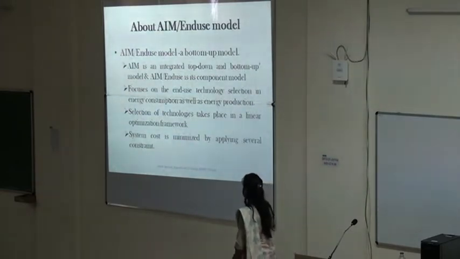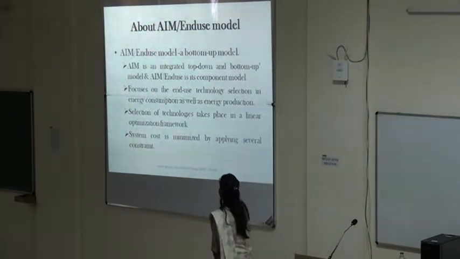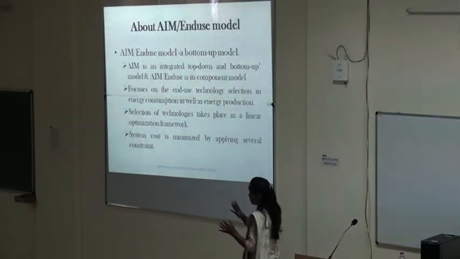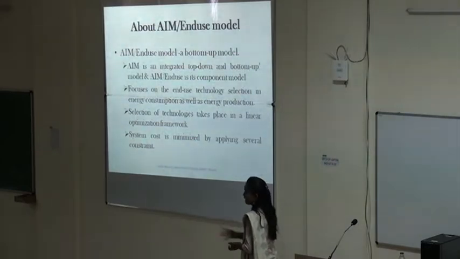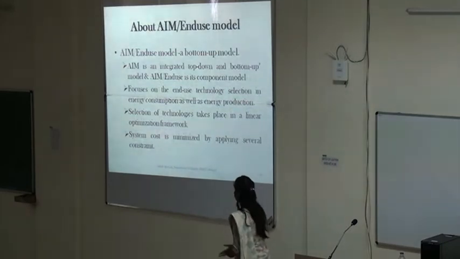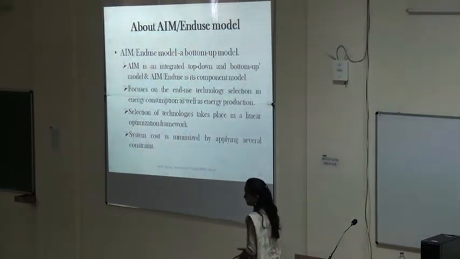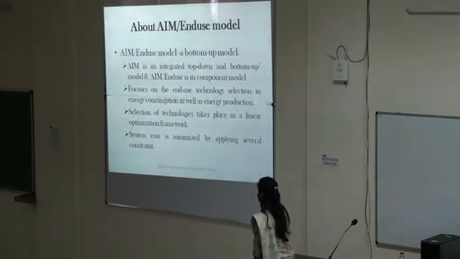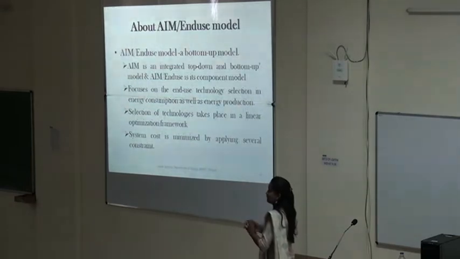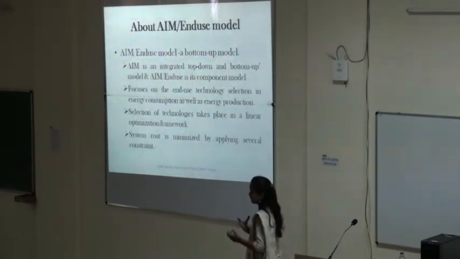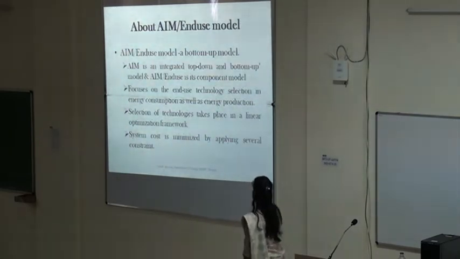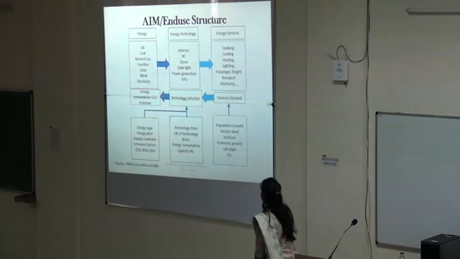Okay, I'm moving to the AIM model, which is a bottom-up model. AIM is the Asia-Pacific Integrated Model, and my work is a part of that model. It focuses on technology selection criteria for energy consumption as well as energy production. The selection of technology takes place in a linear optimization framework, that is, which technology is very low cost and very suitable for the environment. System cost is minimized by applying several constraints. Okay, this is the aim in the structure.